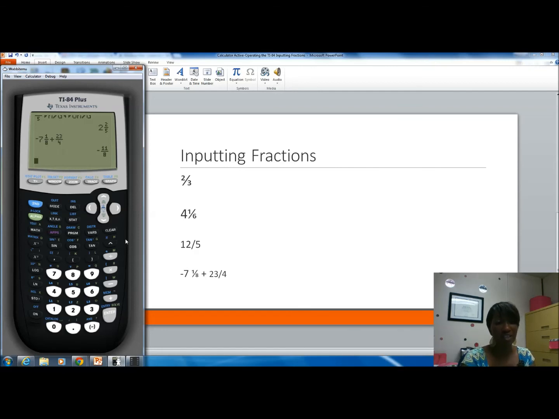If I need this answer in mixed number form, then I can go back to math again, arrow over to num, arrow down to letter A, press enter. It takes that last answer and is going to convert it to a mixed number of negative 1 3/8. Okay, and that is a quick, easy way to input fractions and perform operations with fractions using the TI-84 Plus. Thank you.